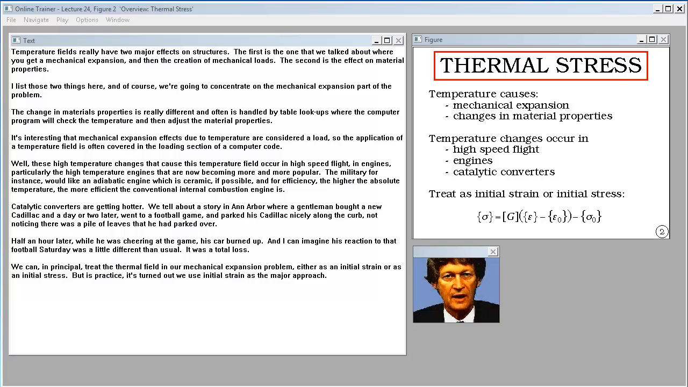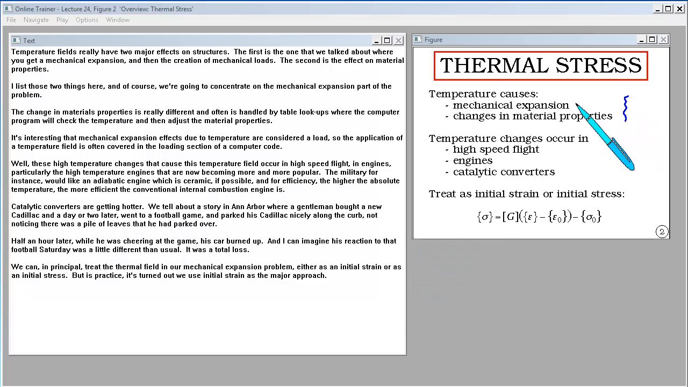Temperature fields really have 2 major effects on structures. The first is the one that we talked about, where you get a mechanical expansion and then the creation of mechanical loads. The second is the effect on material properties. I list those 2 things here, and of course we're going to concentrate on the mechanical expansion part of the problem.